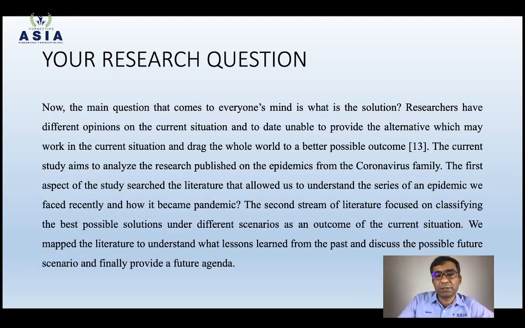And then my research question: what is the solution now? How can we develop a response? Research on COVID is not new. Many other researchers have already explained the potential of an epidemic to become a pandemic. All these situations have already been studied. But did we learn anything? If we didn't learn anything from the past, how are we going to settle our future? That is the major question. So that is my research question, and that's how we classify our research question within the introduction part.